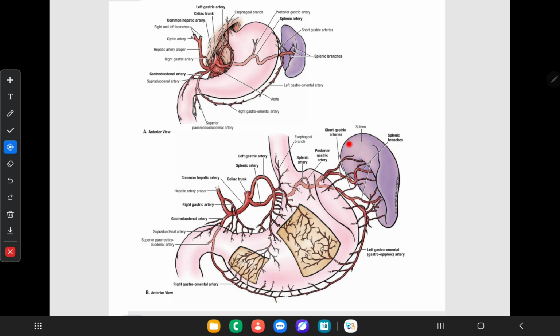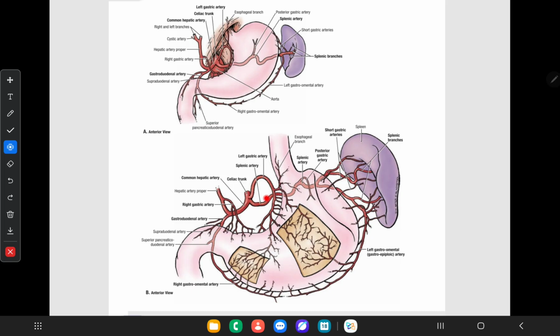As a summary, the celiac trunk is an unpaired branch of the abdominal aorta, which supplies the foregut. There are three main branches of the celiac trunk: the left gastric artery, the splenic artery, and the common hepatic artery. The left gastric artery goes along the lesser curvature of the stomach and anastomoses with the right gastric artery coming from the right side. Then the common hepatic artery goes towards the right side and divides into two main branches, the right gastric artery and the gastroduodenal artery, and further continues as the hepatic artery proper, and then divides into the right hepatic artery and left hepatic artery and supplies the liver.